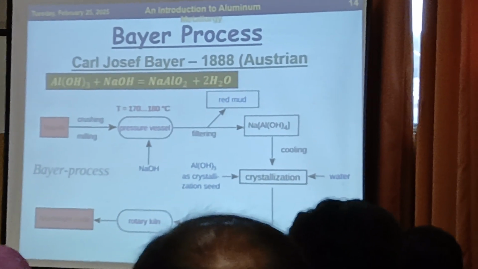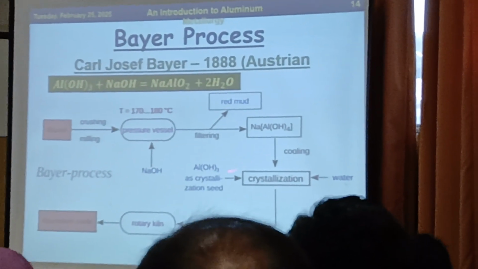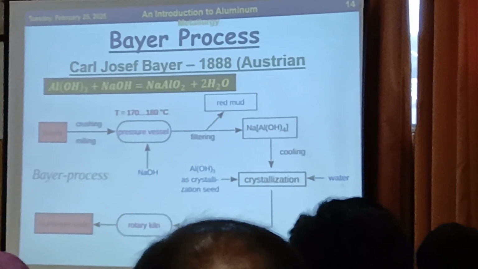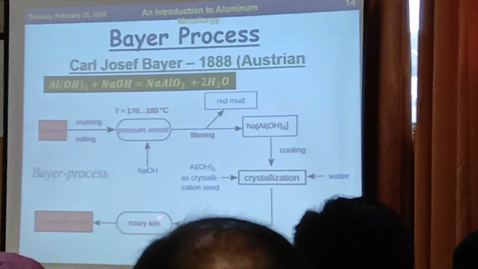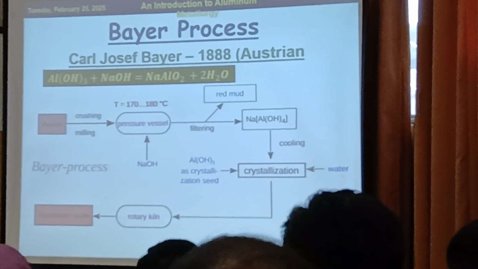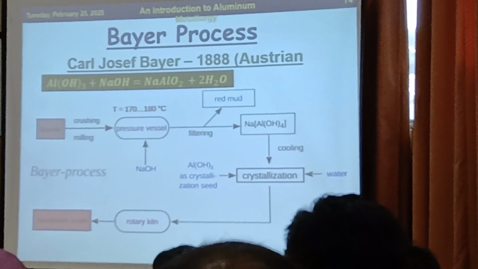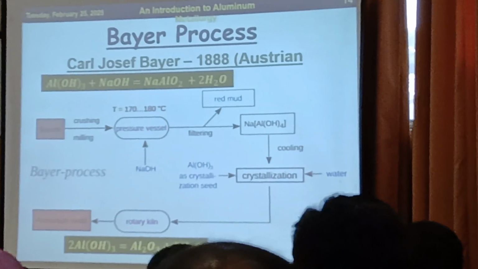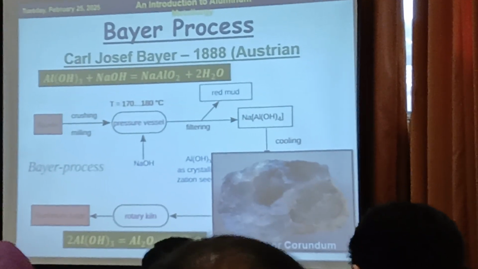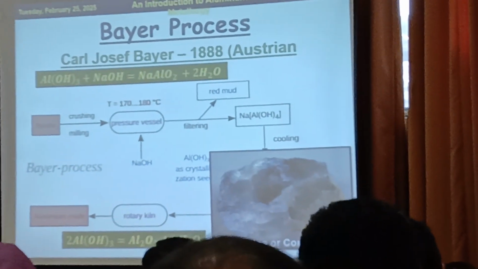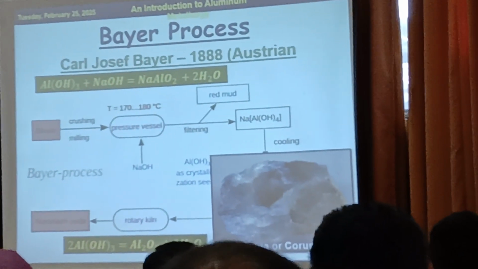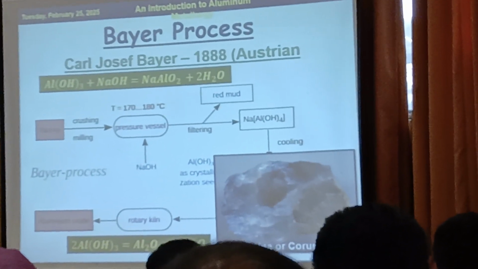Then it is cooled to recrystallize. We add some crystals of aluminum hydroxide to form the aluminum hydroxide substances. This is later heated to about 1000 degrees Celsius to remove the water and get the pure aluminum oxide. The reaction is, as you can see, the water is removed and aluminum oxide is formed. This is also known as corundum. So the next step is the Hall-Héroult process.